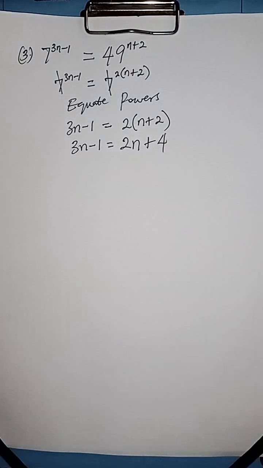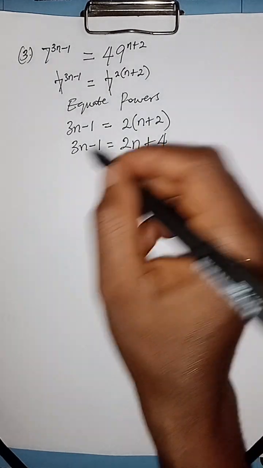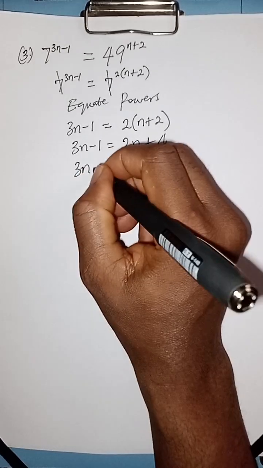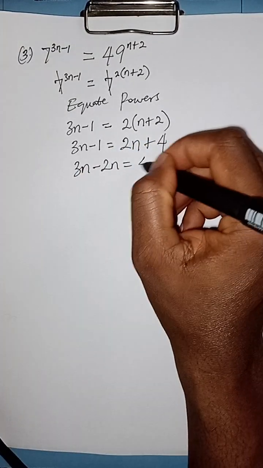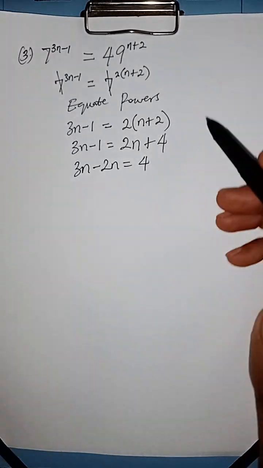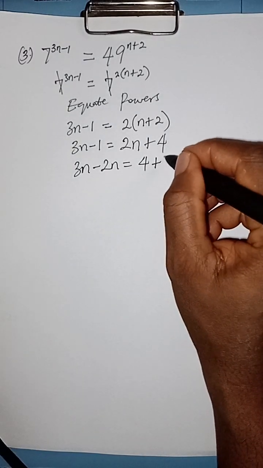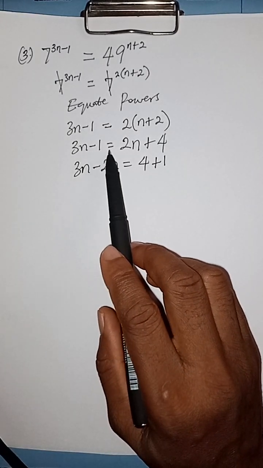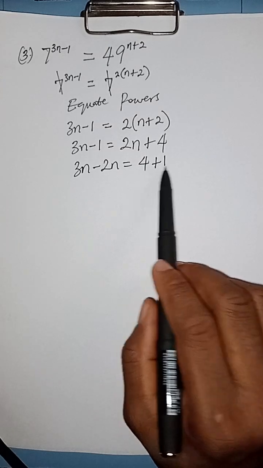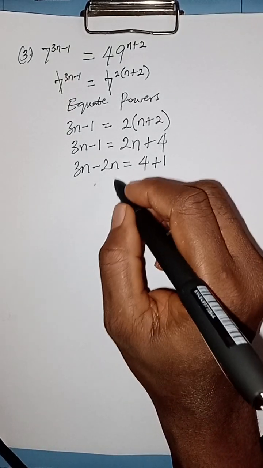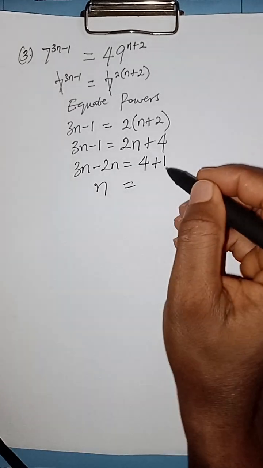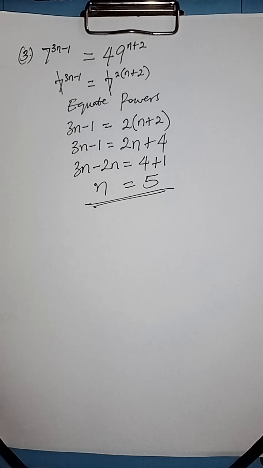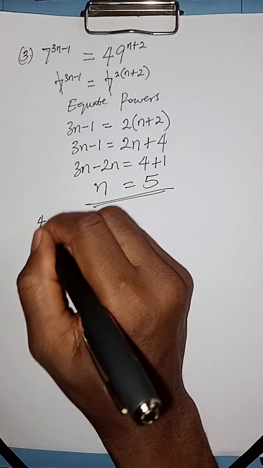So at this point, we can collect like terms. I take 2n to the left-hand side. It becomes 3n minus 2n equals to 4. And you take minus 1 to the right-hand side and it becomes plus 1. So note, since it's minus 1 at your left-hand side, when you cross the equal to sign, it will become plus 1. So this is 3n minus 2n, n, equals 4 plus 1, 5, and that is the answer to your question.